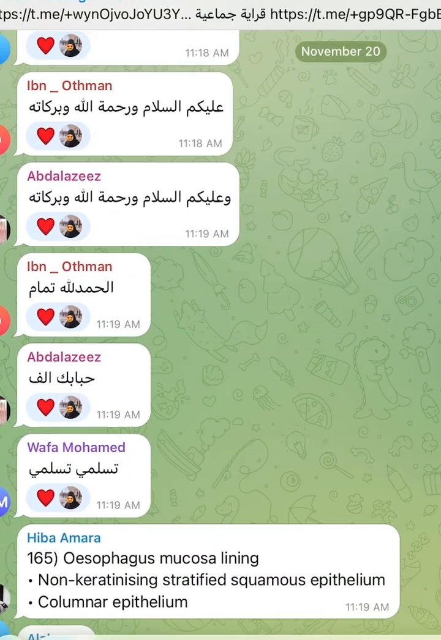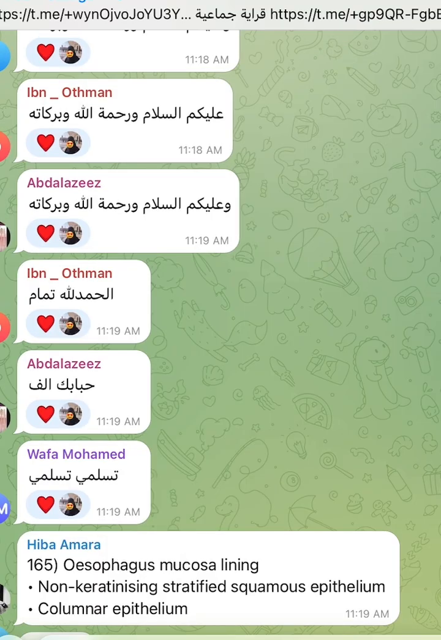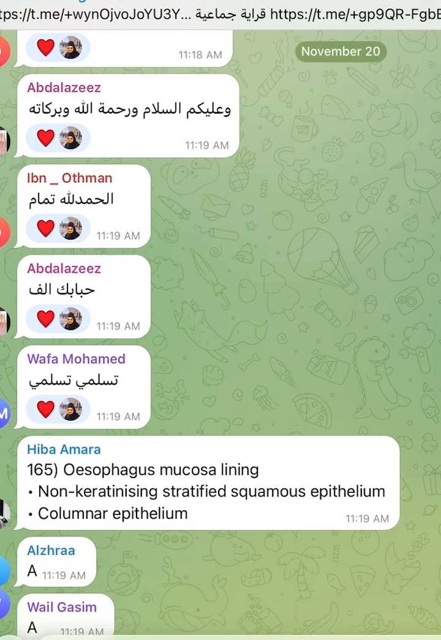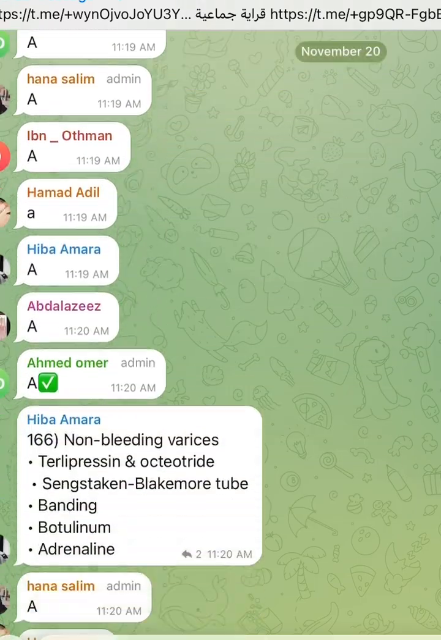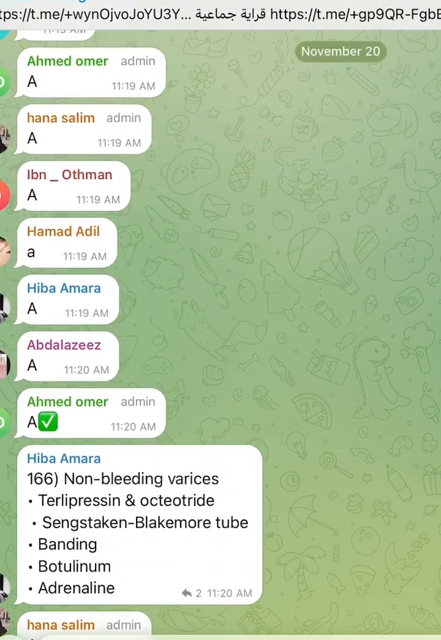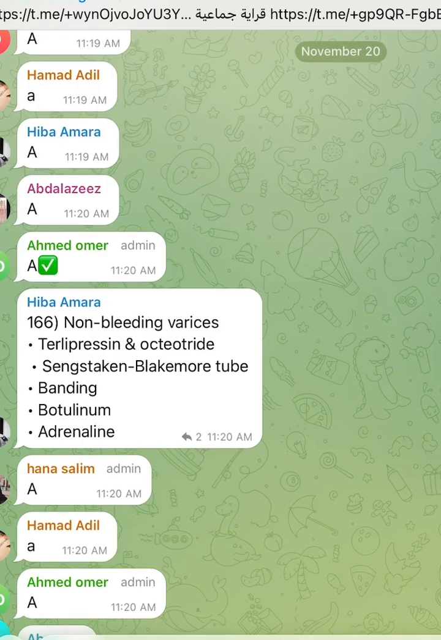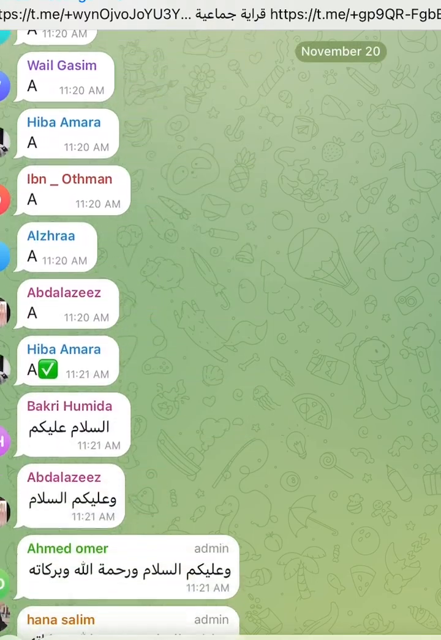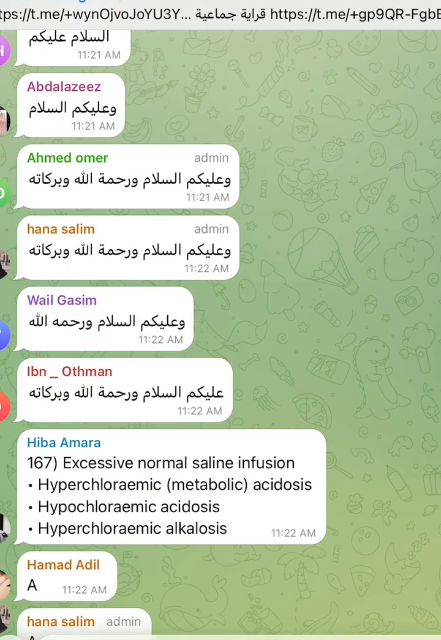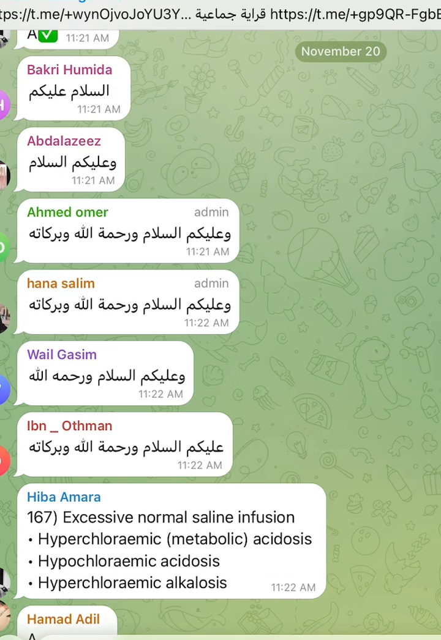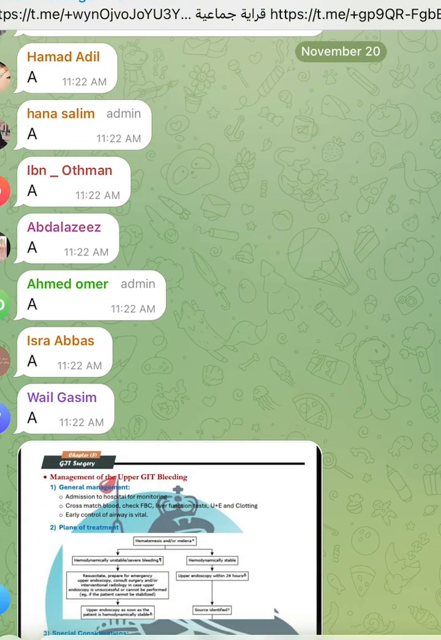Esophagus mucosal lining: non-keratinizing stratified squamous. Okay, keratinizing is not there. It is stratified squamous but non-keratinizing. Non-bleeding varices: terlipressin, octreotide or banding. Terlipressin. Excessive normal saline infusion: hyperchloremic metabolic acidosis.